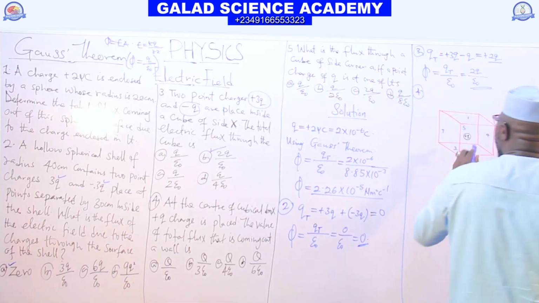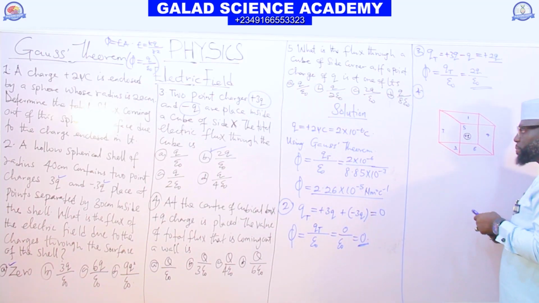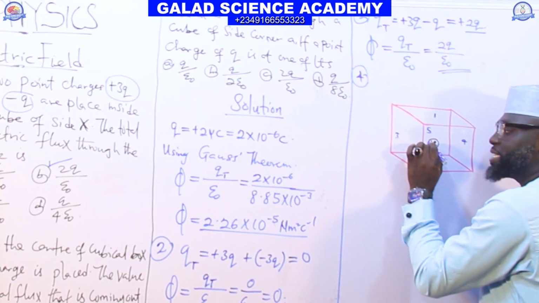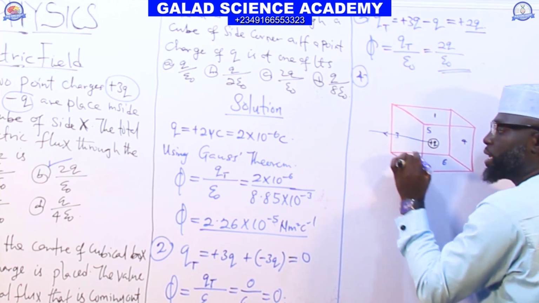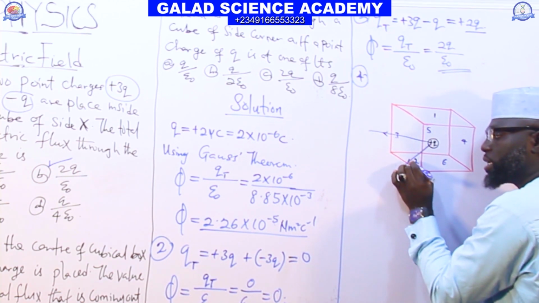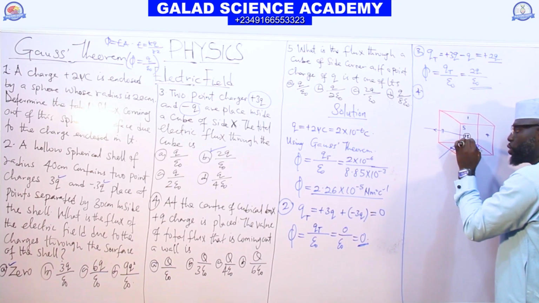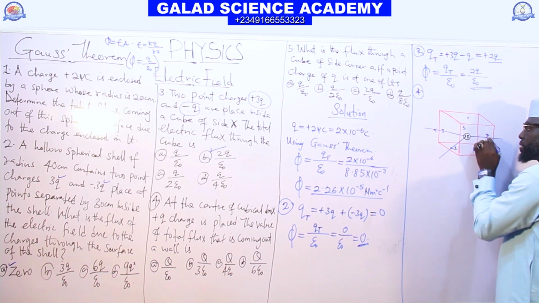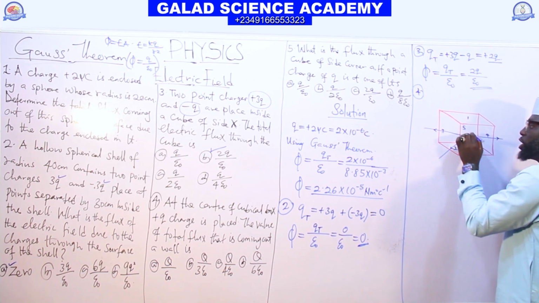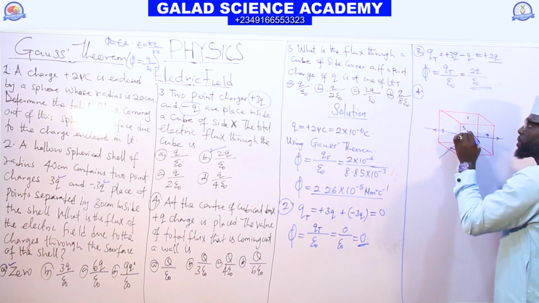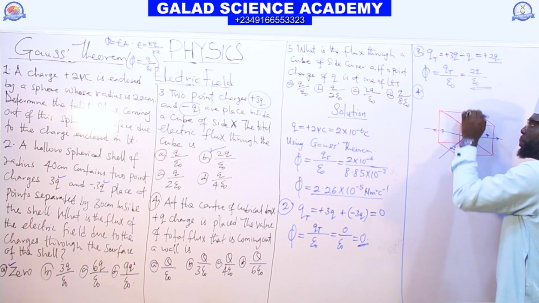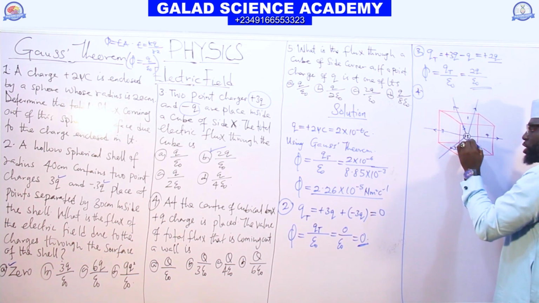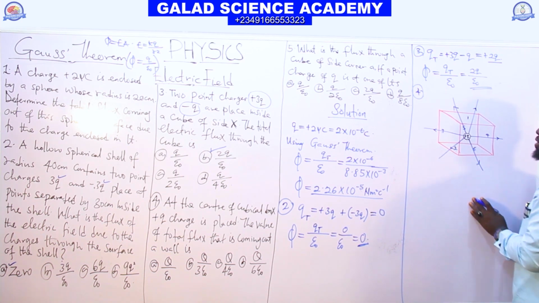So this is what we have here. Now, the flux will come out in how many sides? 6. One will go like this, the other one will go like this, the other one will come out like this. The other one will pass this, the other one will pass this, and the other one will pass this. We have 6.